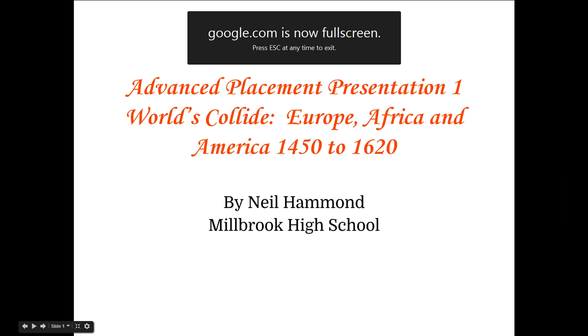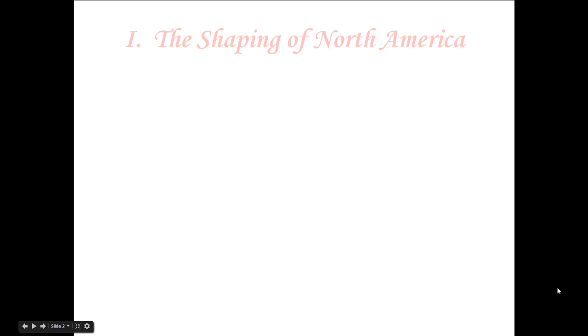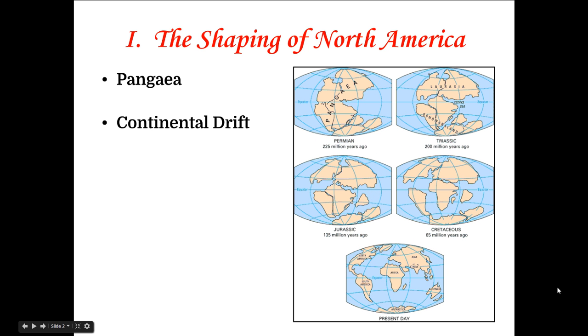Okay, so this is presentation 1, Worlds Collide, Europe, Africa, and America, 1450 to 1620. So we start with the shaping of North America, and start off with a concept called Pangaea.